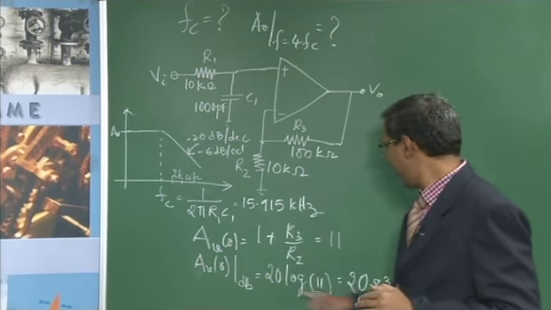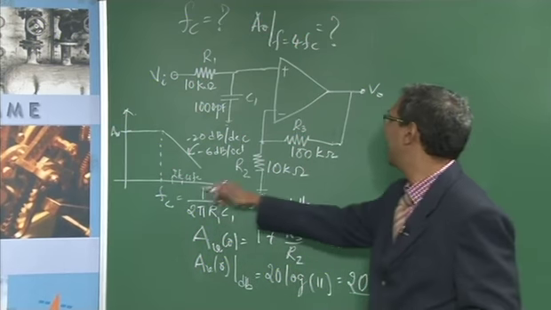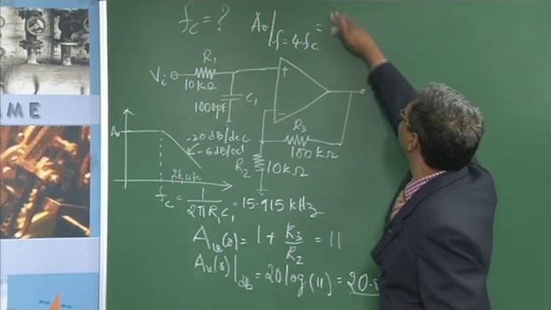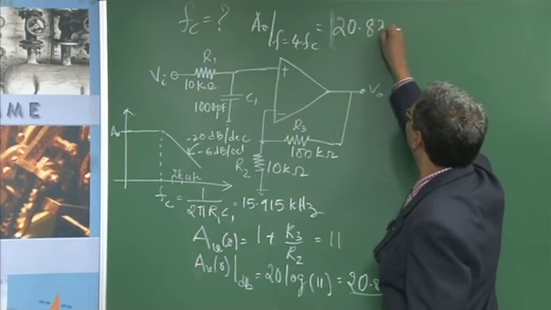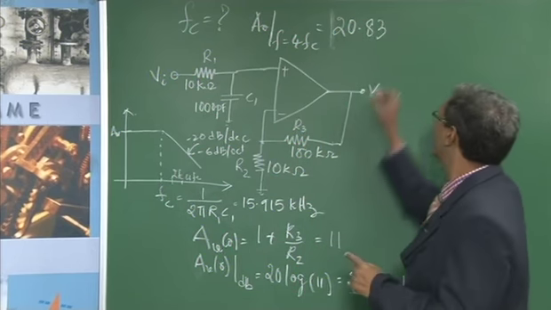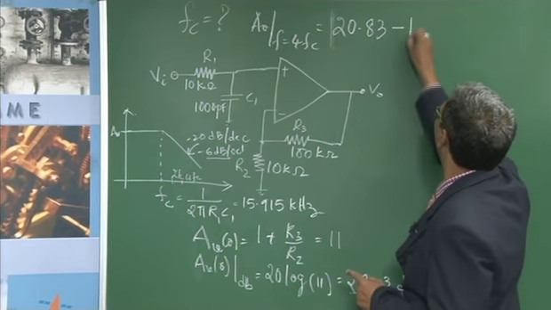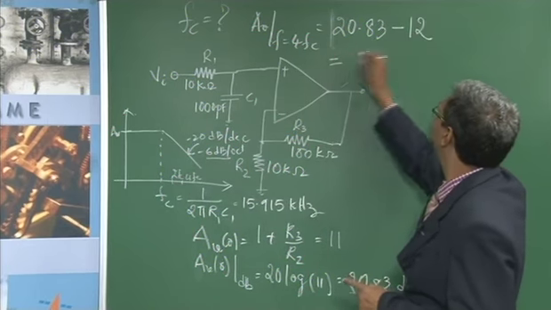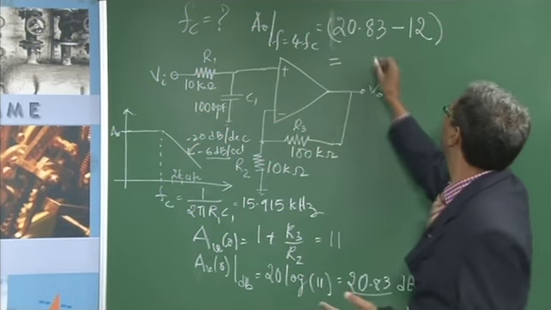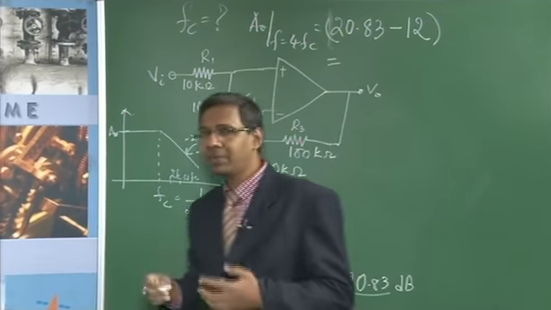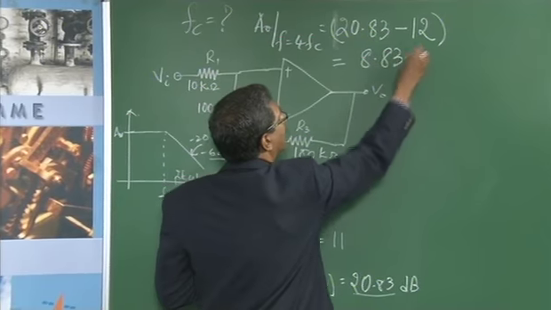So if the gain at FC is 20.83, what is going to be the gain at 4FC? The gain at 4FC is going to be 20.83, which was the gain at FC, minus 12 dB. So this much is going to be your answer. 20.83 minus 12 is going to be 8.83 dB. So this is going to be the answer.